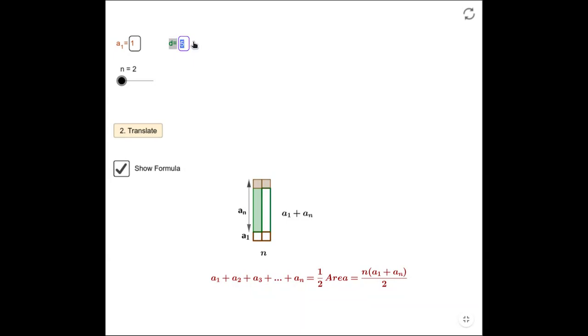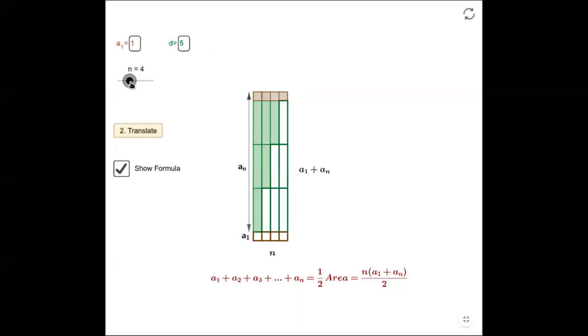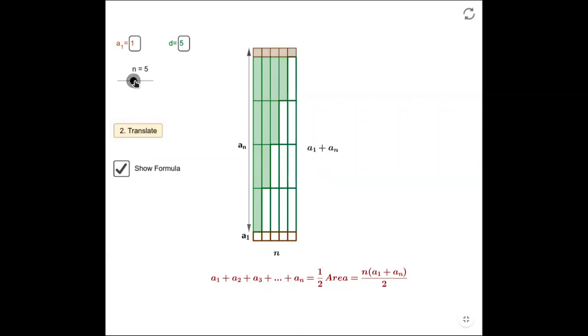Up to 5. And I can change the number of terms: 2, 3, 5. So this length is known, this height is known. Simply they can find out very easily the area, length into breadth divided by 2. If that is converted into a formula, n into a1 plus an by 2. N is known, a1 and an both are known, then they can easily find it.